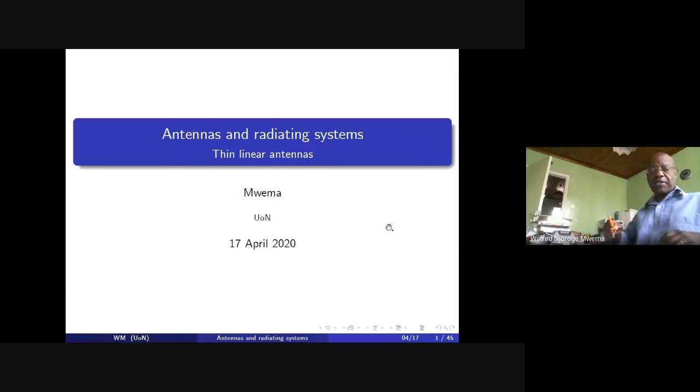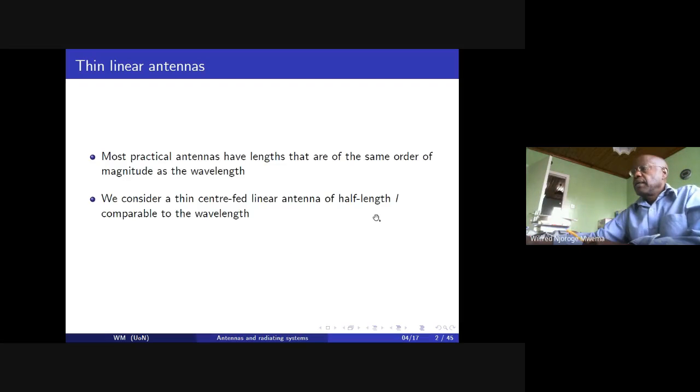So we'll talk about thin linear antennas, but by linear we are saying they are just straight wires. But now the lengths of these wires are no longer small, like the Hertzian dipole, when compared to the wavelength, and therefore we can expect there will be a slight variation in the current distributed over the length of the antenna. Now, we can say that most practical antennas have lengths that are of the same order of magnitude as the wavelength of the signal operating on them.